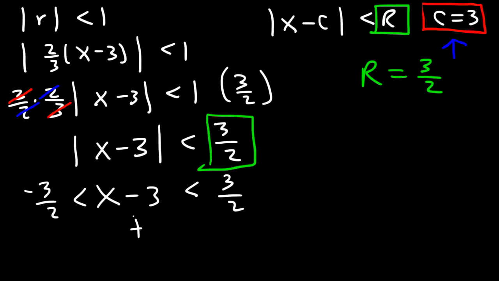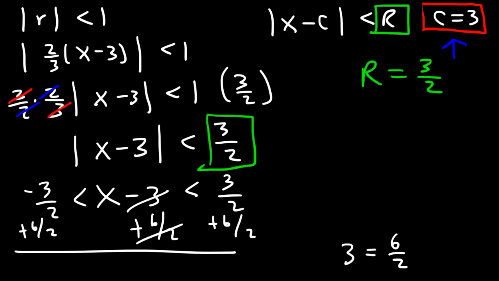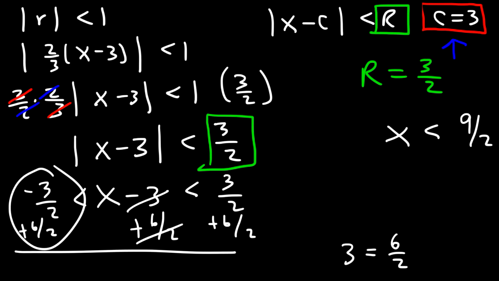So we're going to add 3 to both sides. Now, 3 plus 3 over 2. We need to get common denominators. 3 is the same as 6 over 2. So we're going to add 6 over 2 to all 3 sides. So these will cancel. 3 over 2 plus 6 over 2. 3 plus 6 is 9, so this is going to be 9 over 2. And negative 3 plus 6 is positive 3. So that's positive 3 over 2.